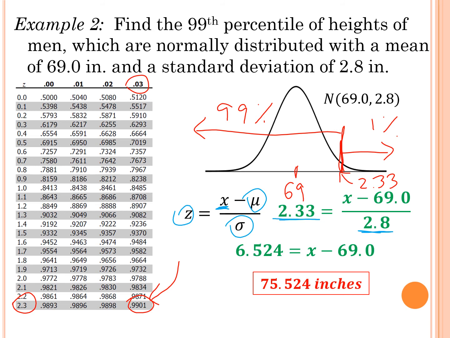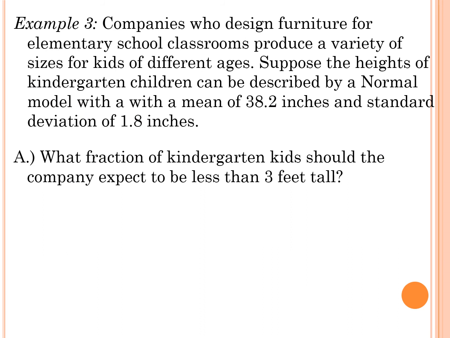Companies who design furniture for elementary school classrooms produce a variety of sizes for kids of different ages. Suppose the heights of kindergarten children can be described by a normal model with a mean of 38.2 and a standard deviation of 1.8 inches. What fraction of kindergarten kids should the company expect to be less than 3 feet tall?